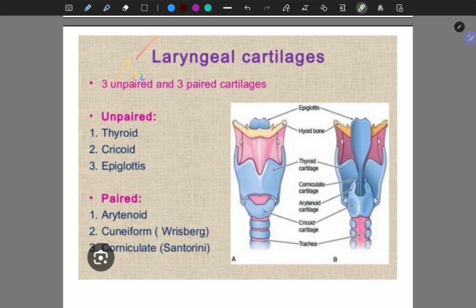Laryngeal cartilages: 3 paired and 3 unpaired. The unpaired cartilages are thyroid, cricoid and epiglottis. The paired are arytenoid, cuneiform and corniculate. Cuneiform is of Wrisberg, corniculate is of Santorini.